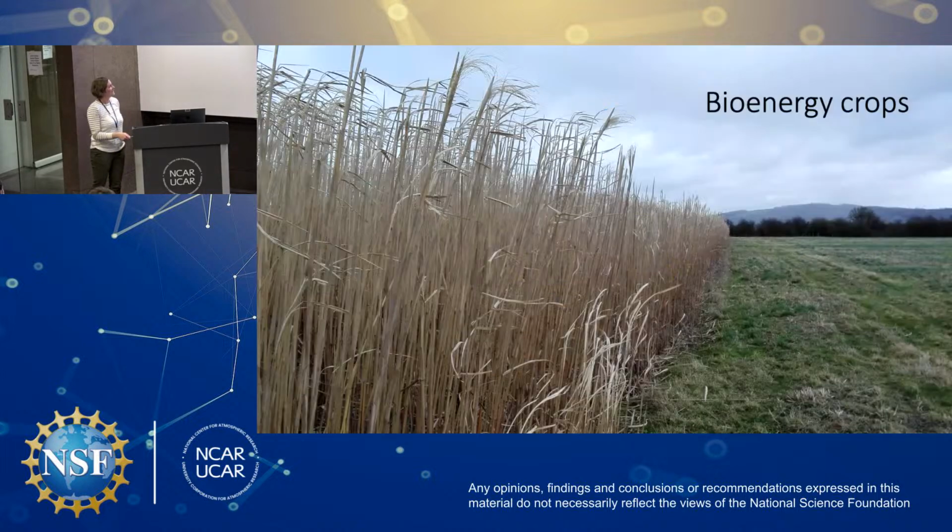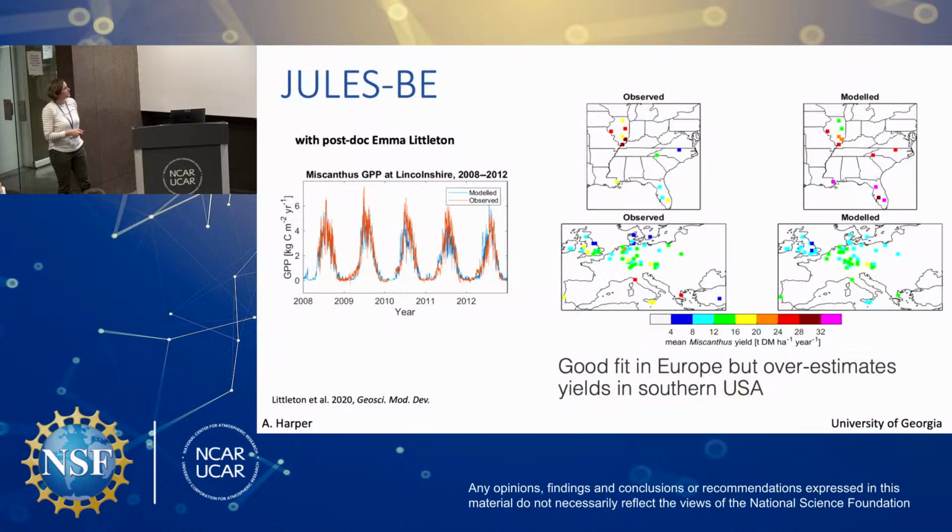I'm here. Okay, so again, I'm going to talk quickly about what we've done in JULES. Here are bioenergy crops in southern England in February. This is what they look like this time of year. They would have been harvested maybe a month after this. So there's the picture I was trying to explain earlier.